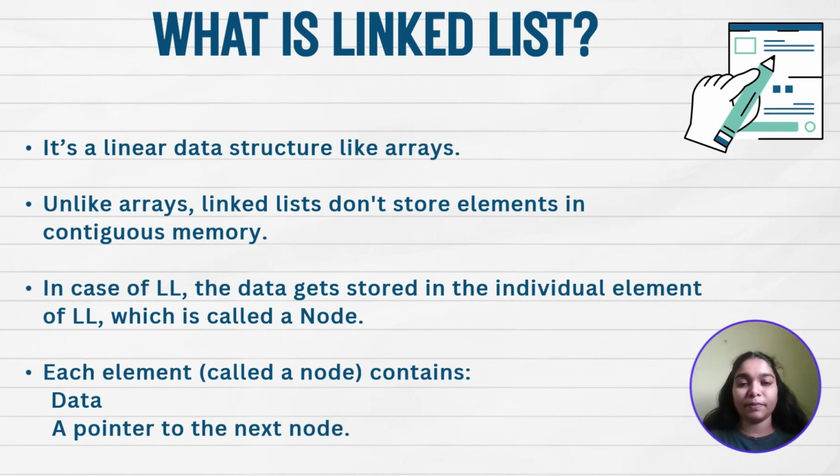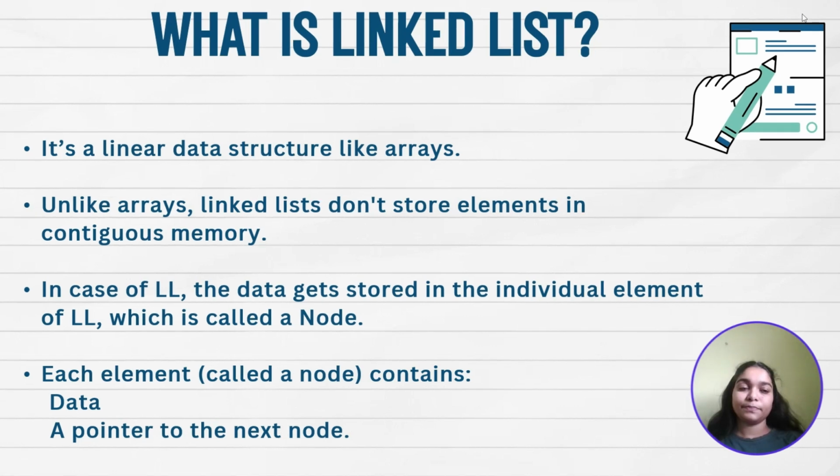Let's understand. In a linked list, the data gets stored in individual elements, which are called nodes. Yes, a node is an element, and the node contains the data and the pointer to the next node. So basically, a node consists of two parts. Therefore, connecting the nodes forms a linked list.